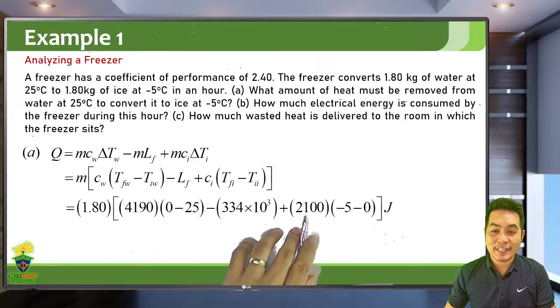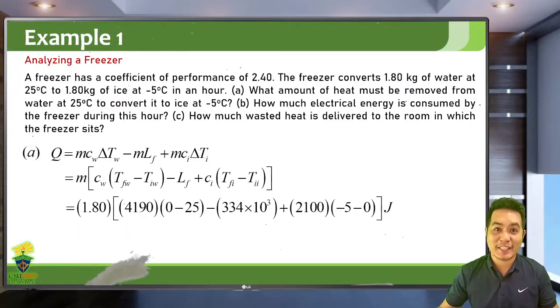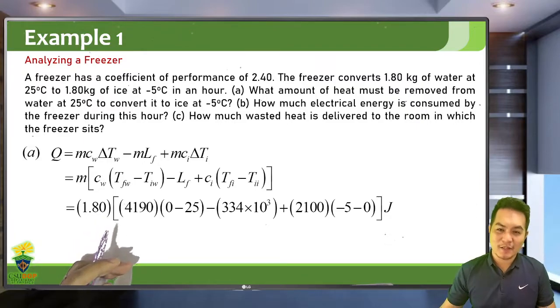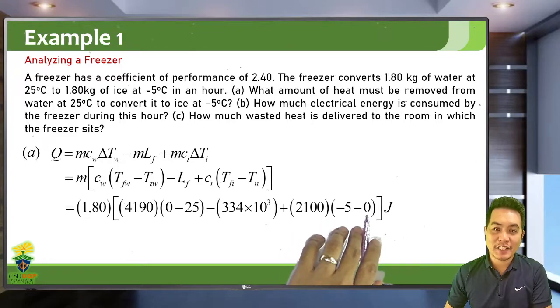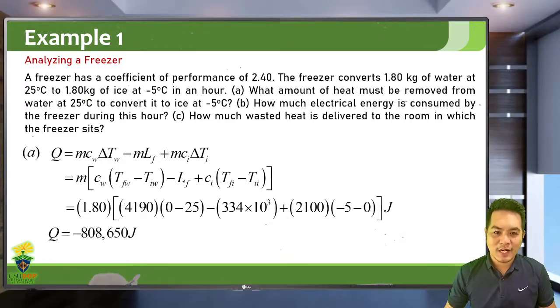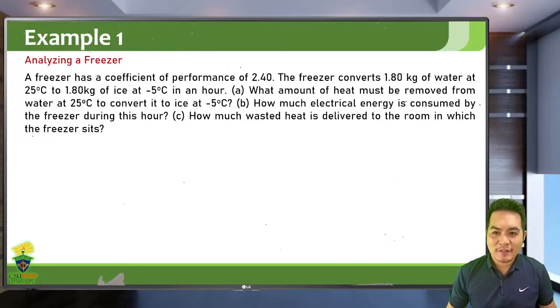And then you have the C of ice, the specific heat of ice. Again, specific heat of ice and water are not the same. Actually, the specific heat of ice is just 1/2 of that of water. So the final temperature is negative 5 degrees Celsius minus the initial temperature of 0 degrees Celsius. And you will have an answer of negative 808,650 joules, or negative 808 kilojoules. So this is the amount of heat released by your water to become ice at negative 5 degrees Celsius.